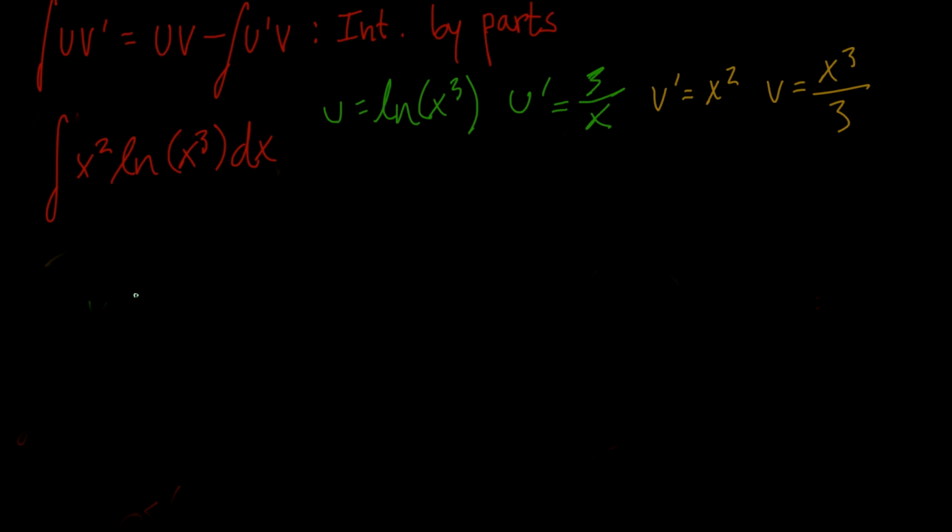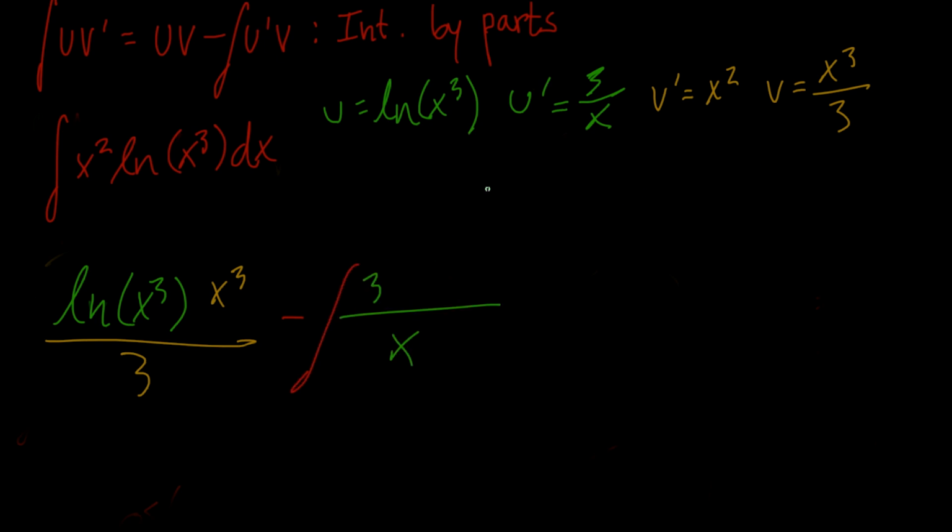So we're going to plug in our u. We get ln x cubed. Then we're going to plug in our v, x cubed over 3. And then we're going to subtract the integral of u prime. U prime is just 3 over x, times v, and v is x cubed over 3.